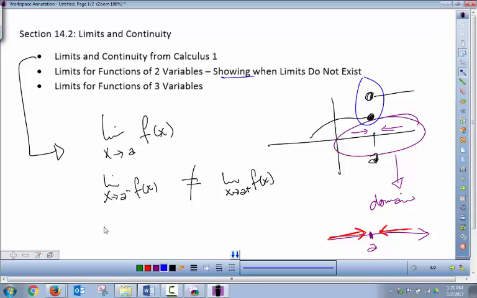And that's what we're going to focus on. We're going to come up with some examples where the limit doesn't exist, and we're going to show that by choosing the right path to get there, we can show that the limit in fact doesn't exist. So let's do an example.